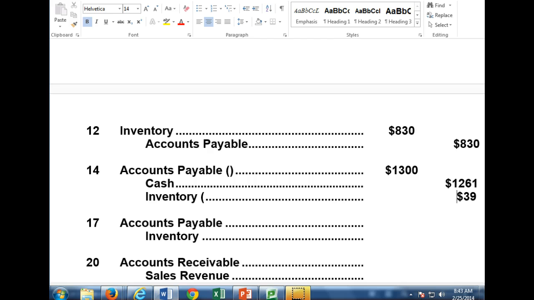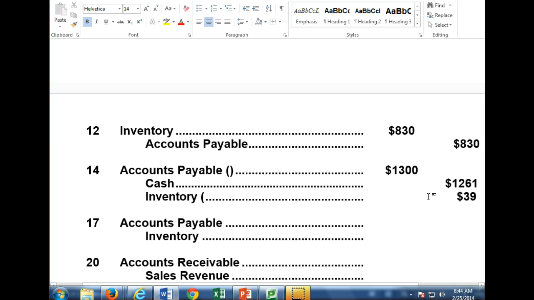Can you explain how you got the inventory? I'm sorry, the $39 for the inventory? How did I reduce it? Guys, how did I reduce this inventory? Why did I reduce it? Because of the terms. Meaning what do you mean, because of the terms? Because we paid it within 10 days. So since we paid it within 10 days, we really didn't have to pay the full amount. We took advantage of that 3%. So since we took advantage of that 3%, our inventory doesn't cost as much as we originally thought it cost because we're paying less.